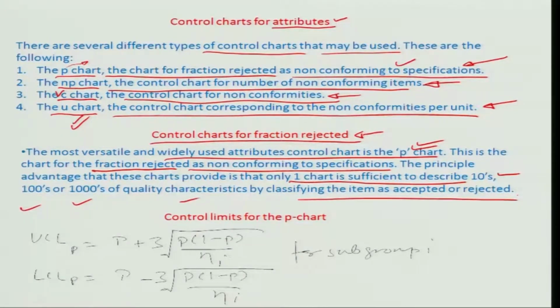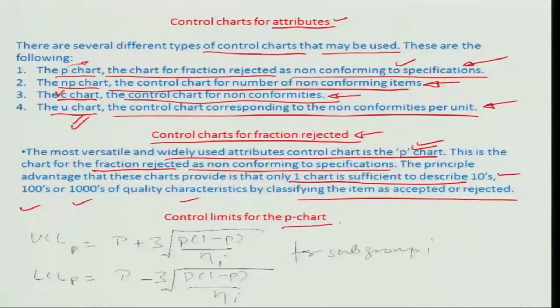So, even if you have many dimensions which are non-conforming on a single piece, still you can classify the piece to be either accepted or rejected based on whether one or more of the specifications are falling out of range. Okay. So, you are basically trying to reduce the complexity by just comparing one characteristic, whether the overall sample is being rejected or the overall sample is being accepted.